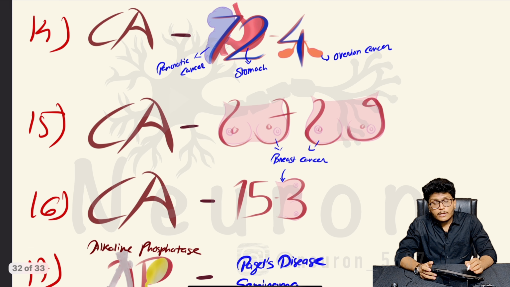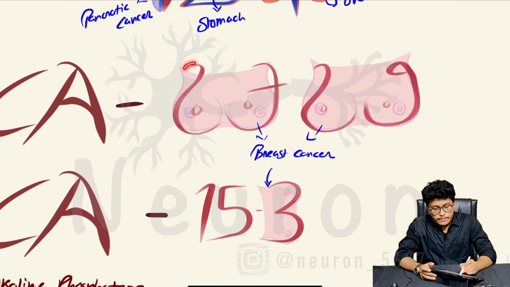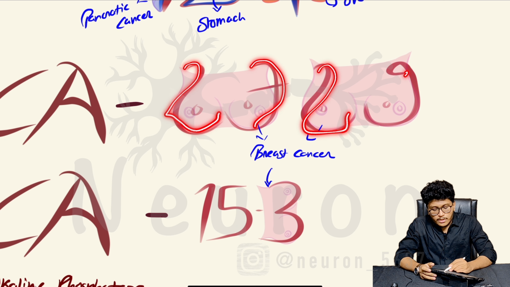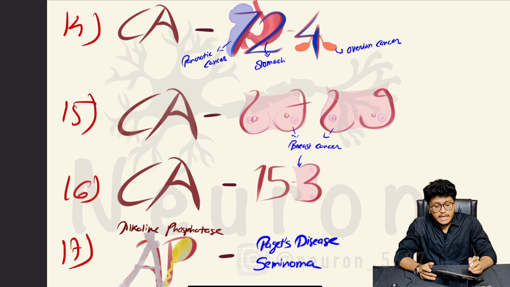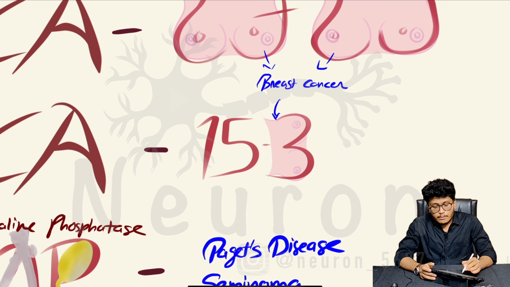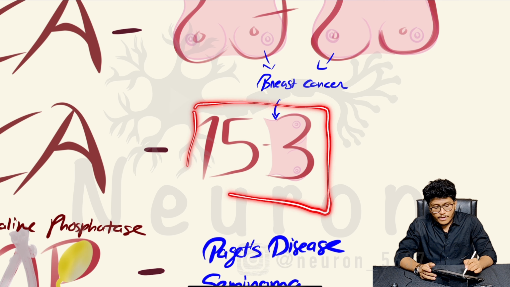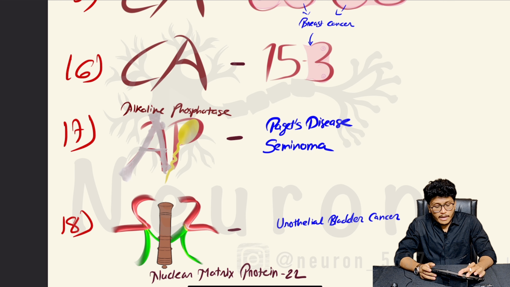CA27 and CA29. They are drawn in the shape of breasts. So CA27.29 is a tumor marker for breast cancer. Now let's move to the CA15-3. The 3 here is shaped like a breast. So from that you can remember that in breast cancer CA15-3 is a tumor marker. Now let's move to the next tumor marker.